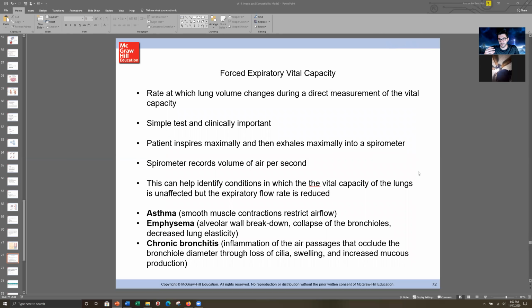There are some important clinical things that you can do with forced expiratory vital capacity. It's the rate at which lung volume changes during a direct measurement of the vital capacity. It's a simple and clinically important test where you have a patient inspire maximally and then exhale maximally into a spirometer. The spirometer records the volume of air per second, and this can help identify conditions in which the vital capacity of the lungs is unaffected but the expiratory flow rate is reduced. So this can be an indicator of several conditions like asthma, emphysema, and chronic bronchitis.